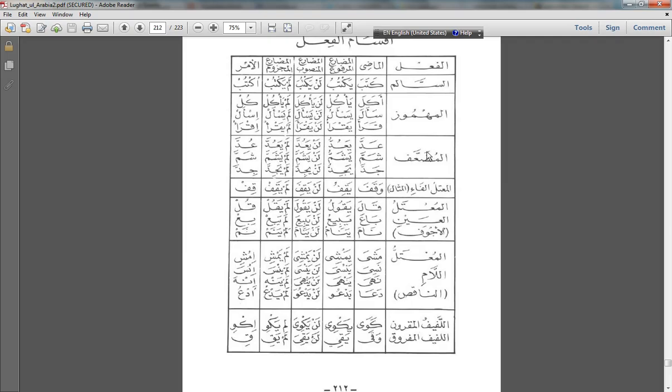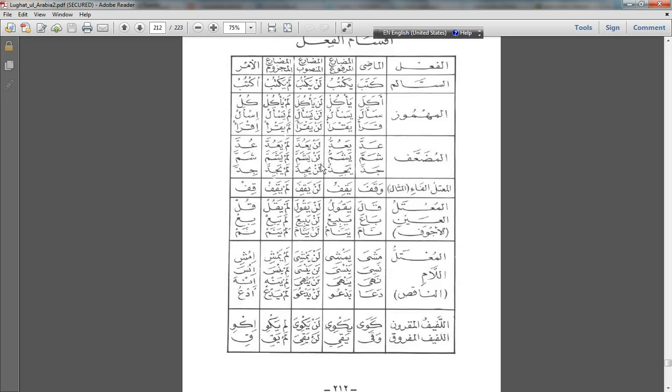It has a hamza. Muda'af, these are the forms of muda'af, dual. Mu'talul fa, waqafa yaqifu, lan yaqifa, lam yaqif, qif. Yaqifu, we've already learned that the waw gets deleted. It was yawqifu, it becomes yaqifu. And the mansub would be lan yaqifa, the majzoom would be lam yaqif, and the amr is going to be qif.